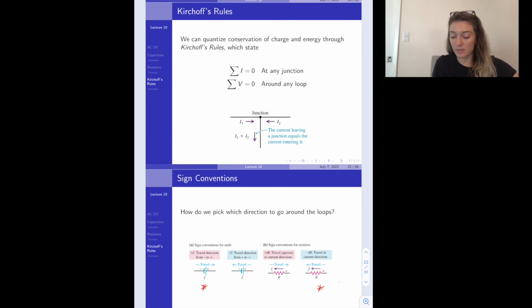And then similarly, the current we can think of as charge. So this is just conservation of charge. The current in, the charge into some junction, has to be the charge out, or the current out. However many electrons you have flowing in here, you have to have the same amount of electrons flowing out. So that's all these two rules are telling you. It's just conservation of energy and conservation of charge.